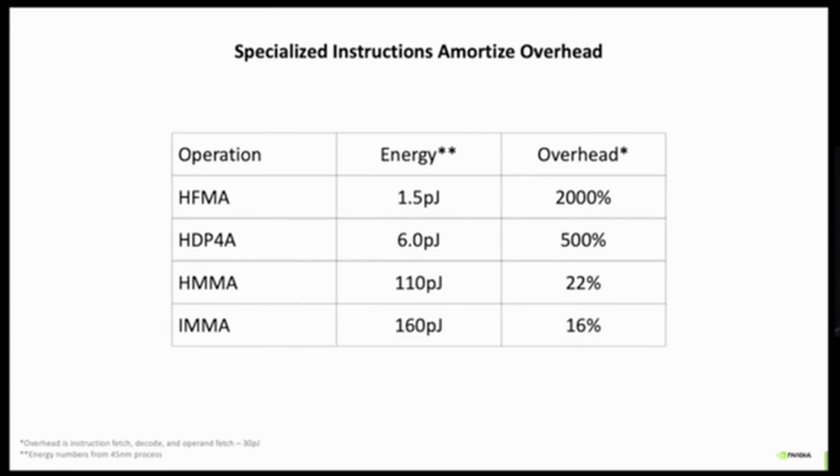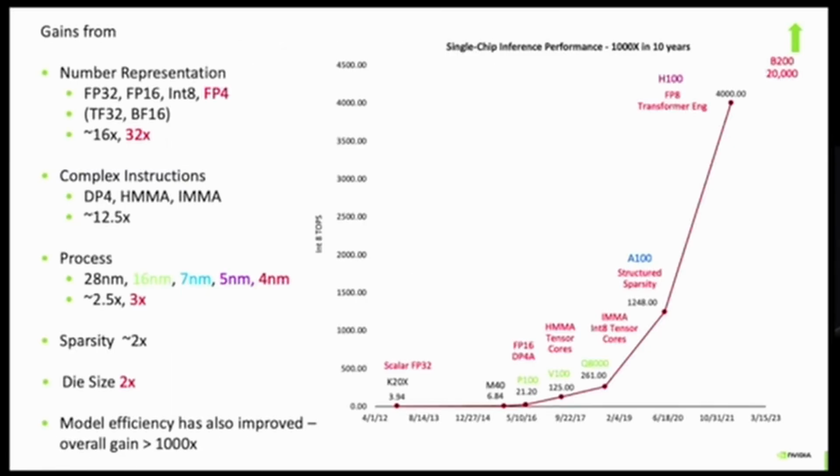So we've worked really hard to amortize the cost of instruction overhead out. And if you look at this chart of where the gains have come from, that's given about 12.5x, right? Not as big as the 32x from number representation, but still a very, very big factor. You multiply those together, and that's almost a 400x improvement.